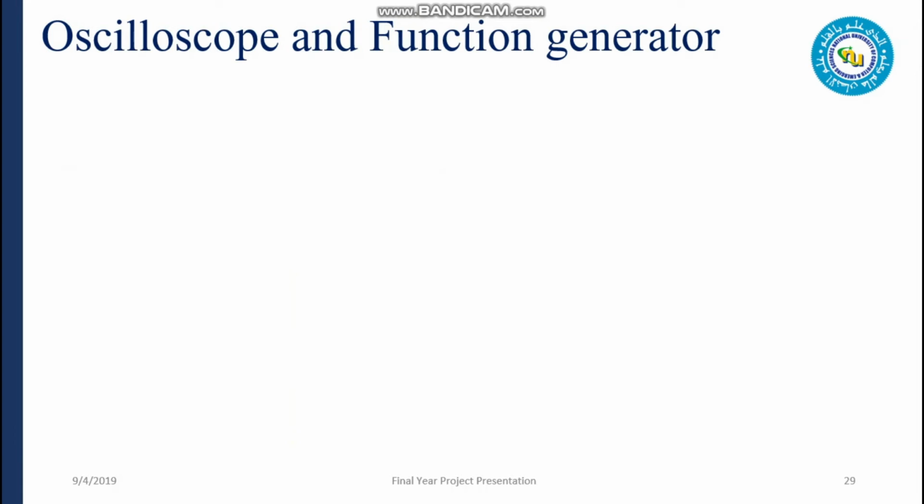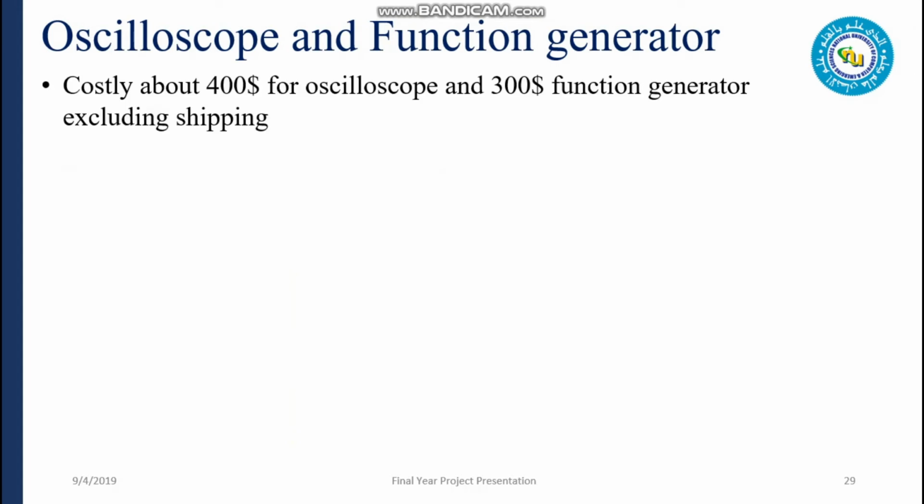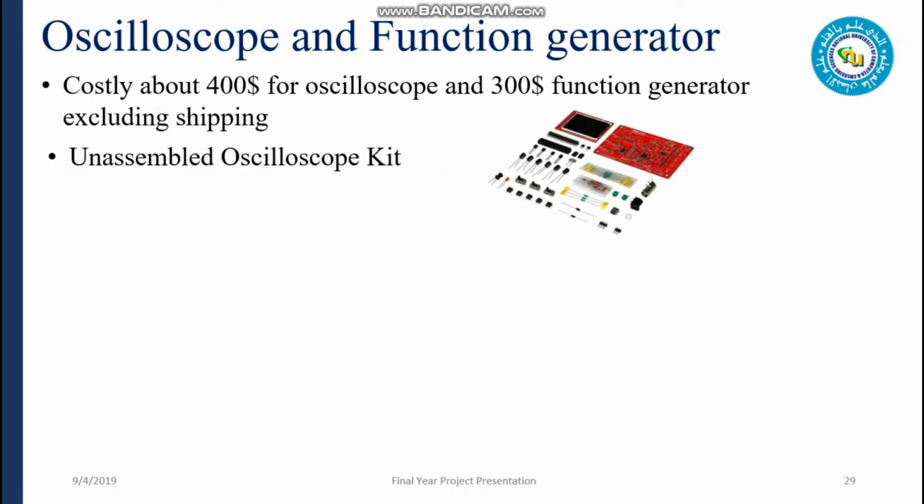I started searching for an oscilloscope in the market, but I found it so costly, about $400 for an oscilloscope and $300 for a function generator. So I searched in a Pakistan market and I found an unassembled oscilloscope kit. I had no choice but to buy this, assemble the oscilloscope and make it work.